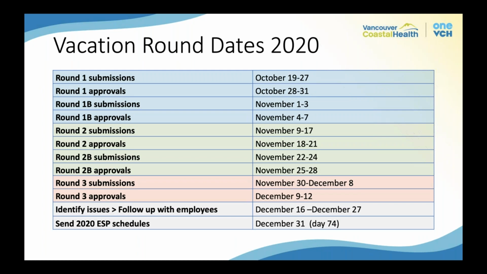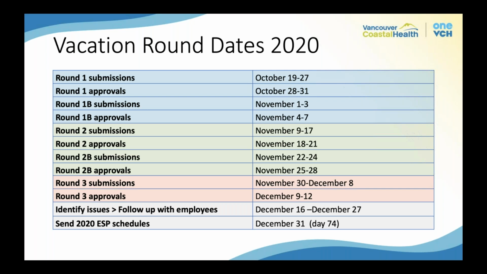Annual vacation is going to start on October 19th, and the entire process will be complete by December 12th. A communication will be sent out to your VCH email address prior to October 19th to provide you with the link to the MySchedule page, as well as login instructions.